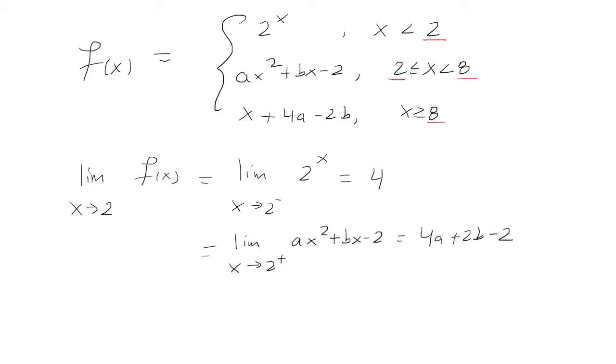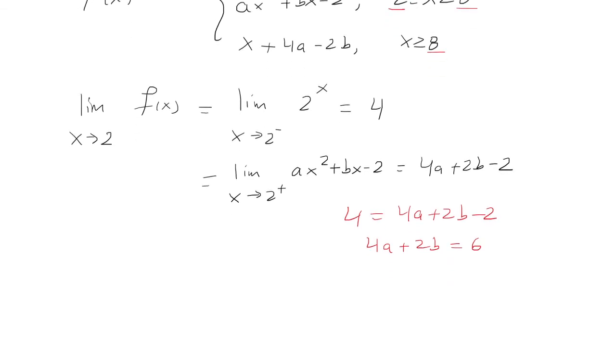So what you have to do is set these two equal to each other. So you'll set 4 equal to 4a plus 2b minus 2. Add 2 to both sides. We get 4a plus 2b is equal to 6.